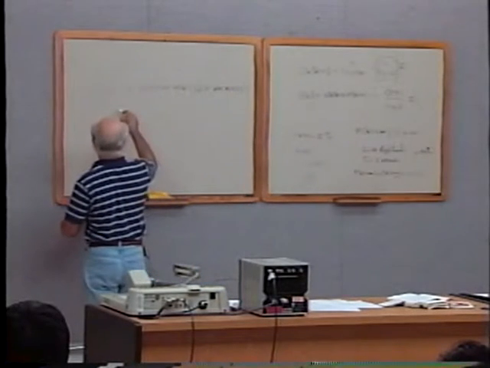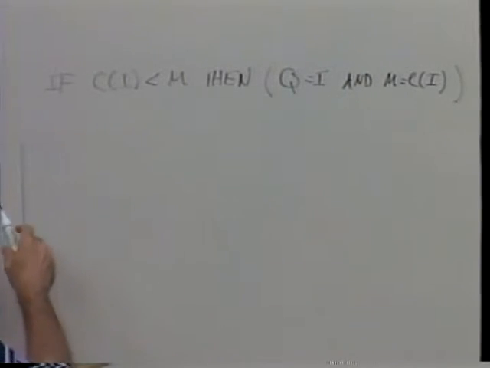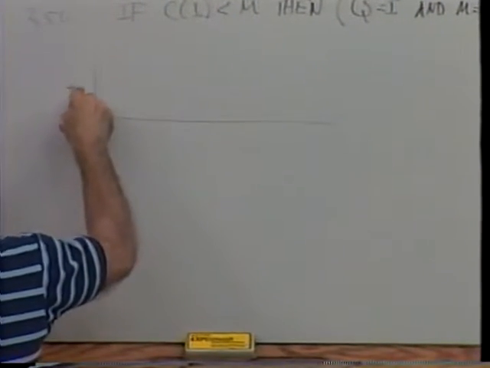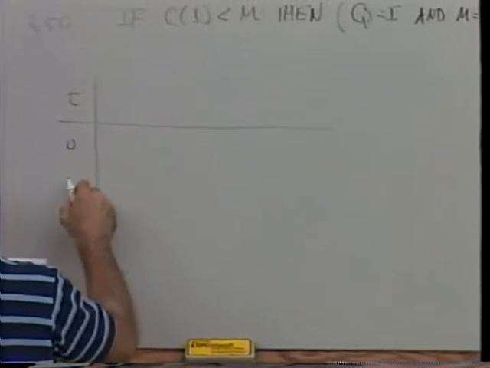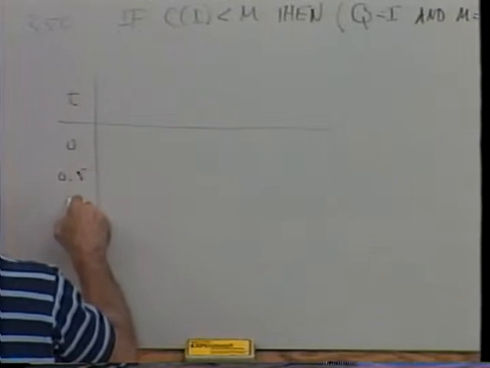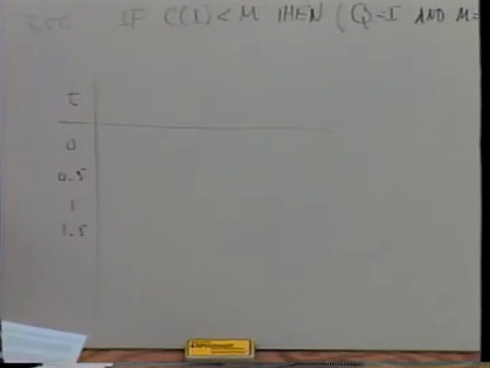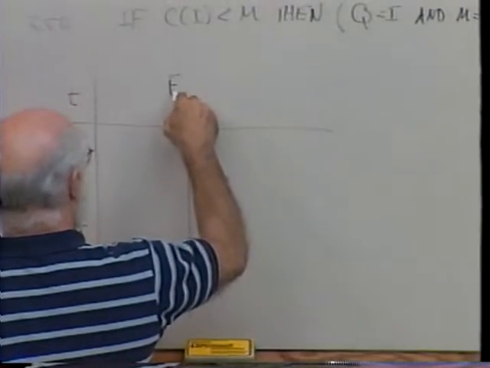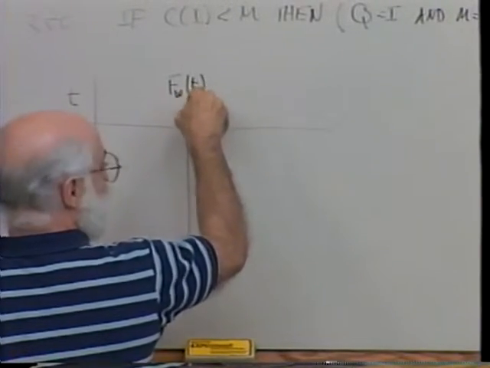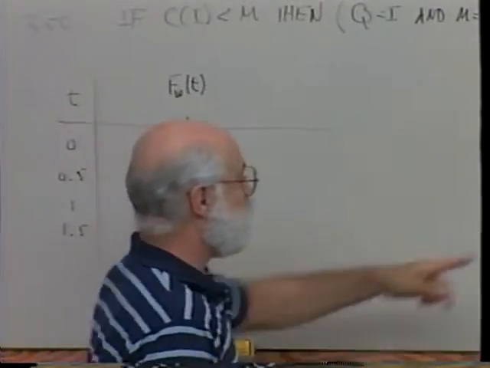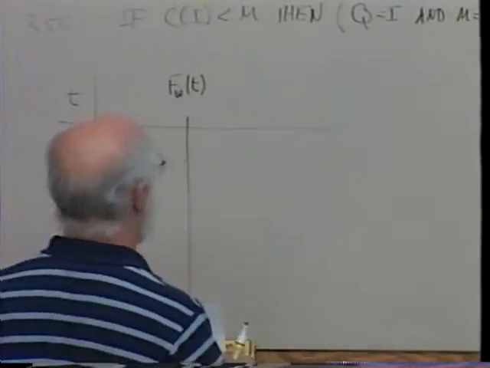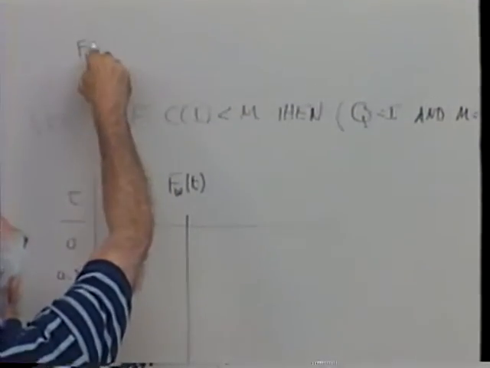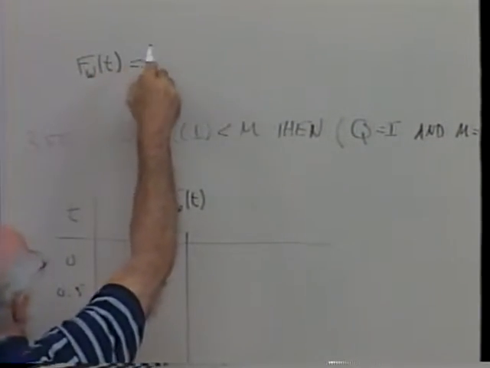Here's your table. Here are the values of T. So we're going to take the values 0, 0.5, 1, 1.5, and so forth. Here is the distribution function for W evaluated at T. So in fact, that's what I had written down over here. Let me write it again. F_W of T in theory.